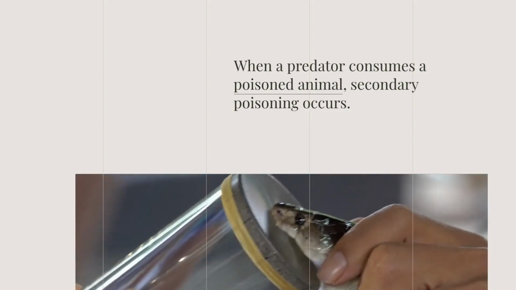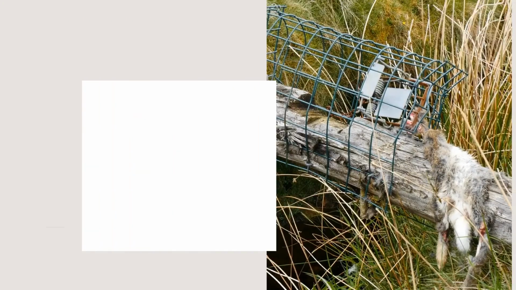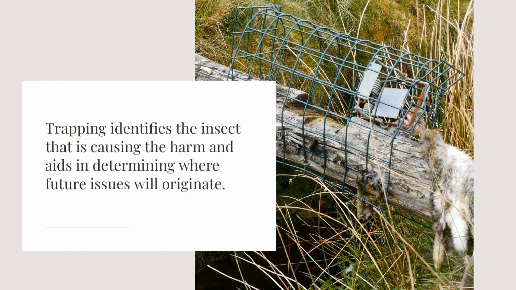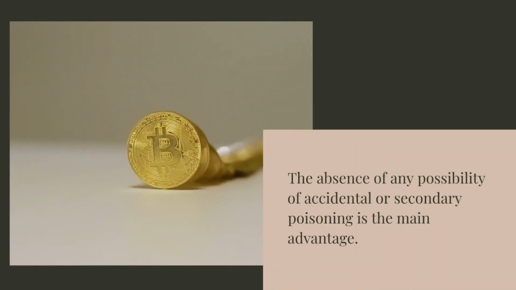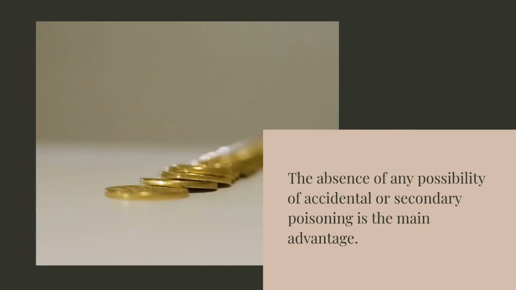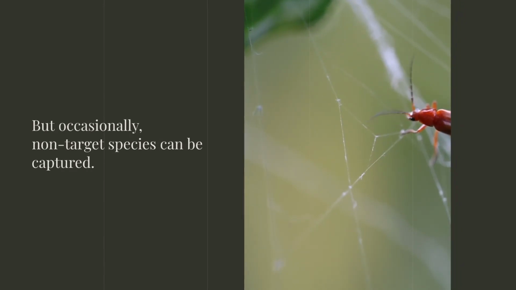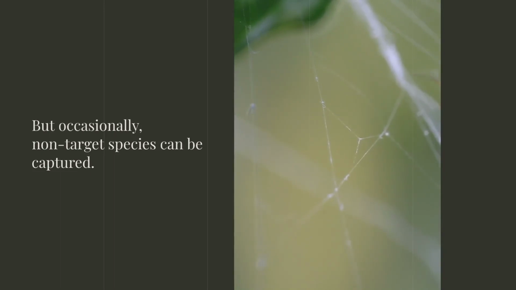The most effective lethal way for preventing mole, pocket gopher, mouse, and rat damage is probably trapping. Trapping identifies the pest that is causing the harm and aids in determining whether future issues will originate. The absence of any possibility of accidental or secondary poisoning is the main advantage. But occasionally, non-target species can be captured. Practice is essential for successful trapping.